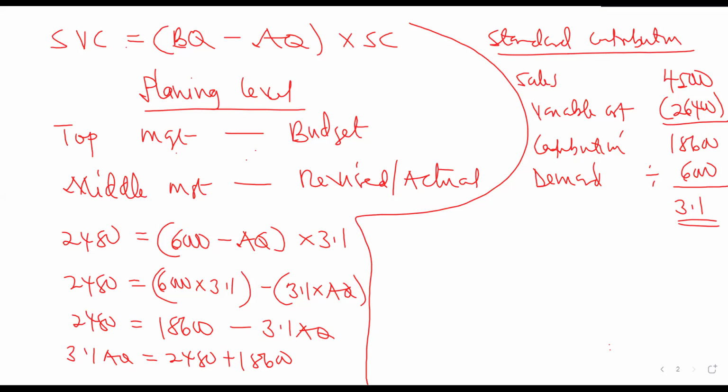I'm getting 6,800. That cannot be 6,800 because it's adverse. It cannot be higher than that. If contribution is adverse, it means that the actual quantity should be lower than the budgeted quantity. Okay, so let's come here.